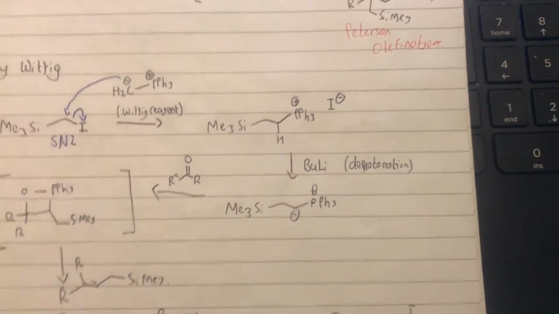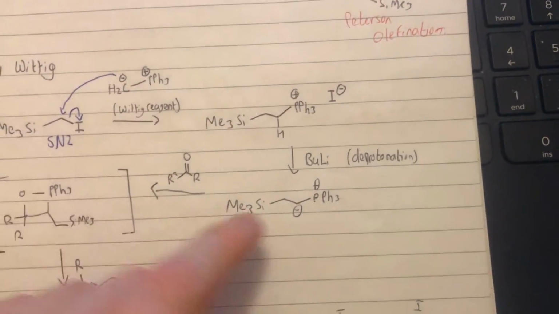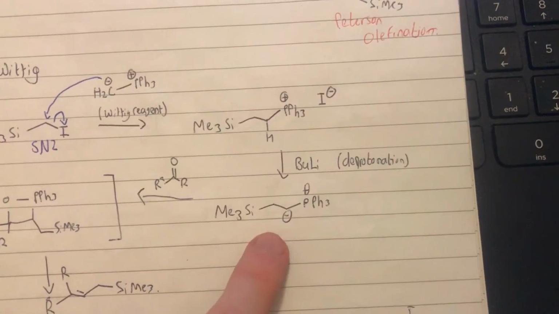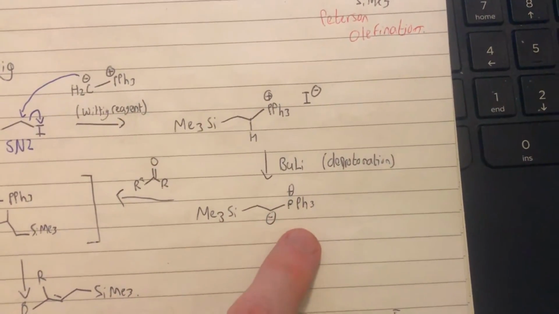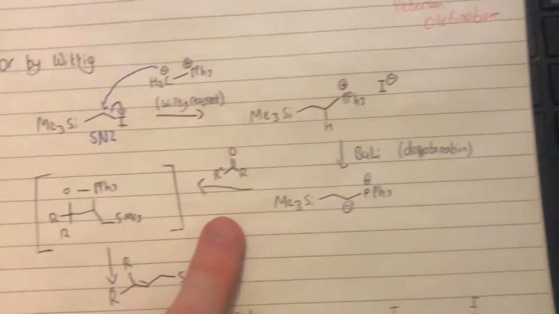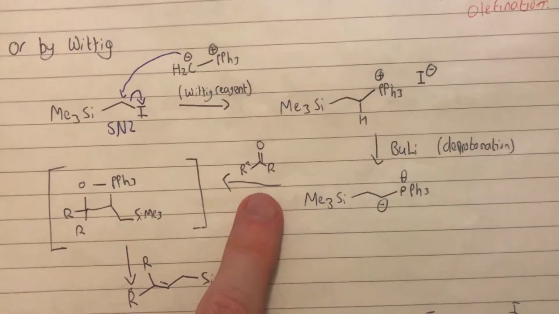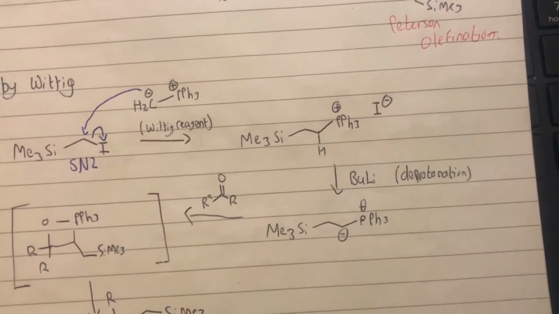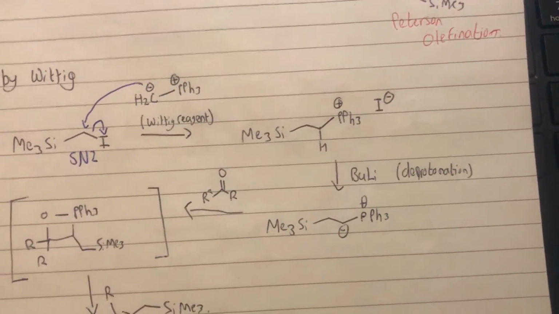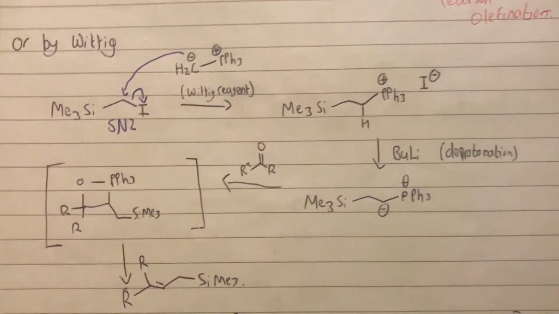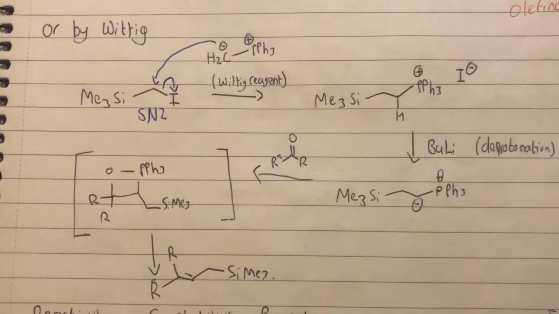The H is explicitly drawn because that's the one we're deprotonating with our butyl lithium. Once that's removed, we've still got a positive PPh3. What we're going to do is add this, just as a random ketone. It can be any sort of ketone. It's going to form this intermediate here.